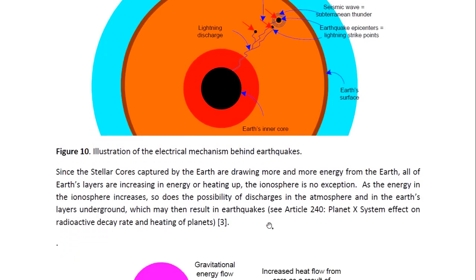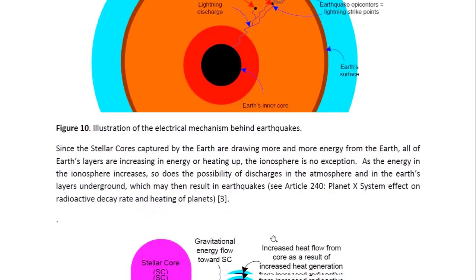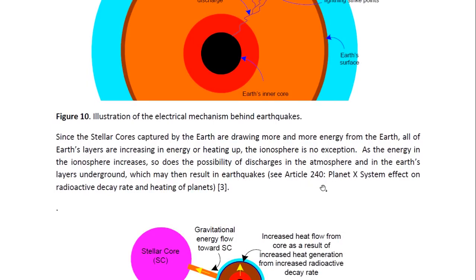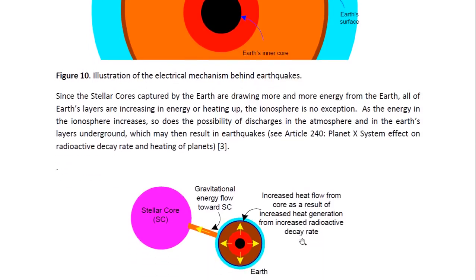Now, since the stellar cores captured by the Earth are drawing more and more energy from the Earth, all of Earth's layers are increasing in energy or heating up. The ionosphere is no exception. As the energy in the ionosphere increases, so does the possibility of discharges in the atmosphere and in the Earth's layers underground, which may then result in earthquakes. And you may look at Article 240, entitled Planet X System Effect on Radioactive Decay Rate and Heating of Planets.